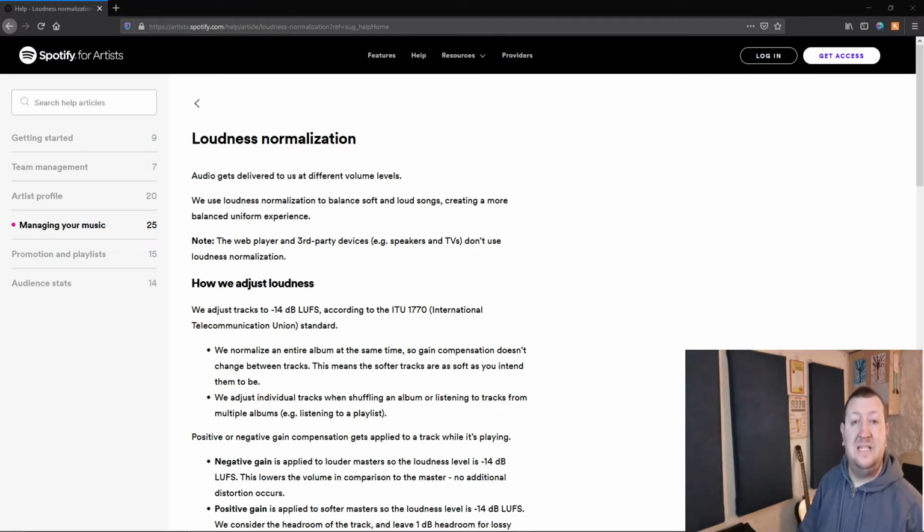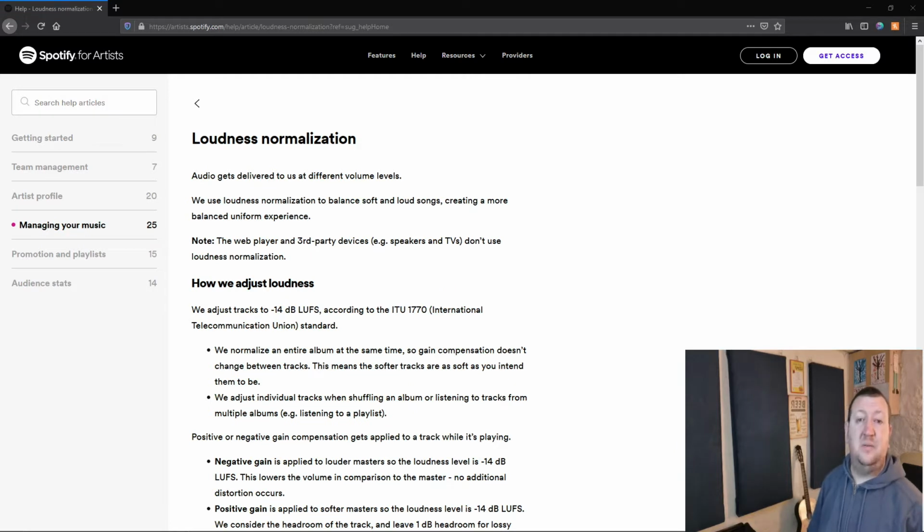Now, whilst this is a legislative standard and it is regulation in terms of broadcast medium, for music it is not statute, it is not regulation. So they are very much using their normalization in line with the ITU 1770, but it's subject to change, as with all streaming platforms, because it is not regulation or statute.